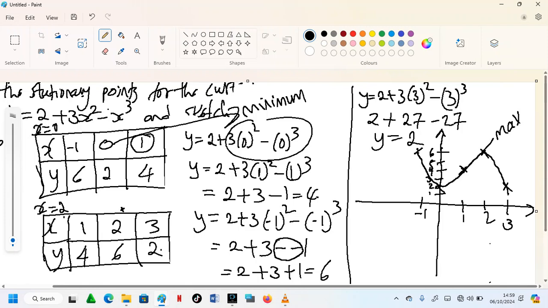So that is our sketch, and you can see we have a minimum and a maximum. Sometimes you might find that you have two turning points in the same curve, because a curve can turn two times. I'm going to make another video with more examples on the same. So stay tuned.